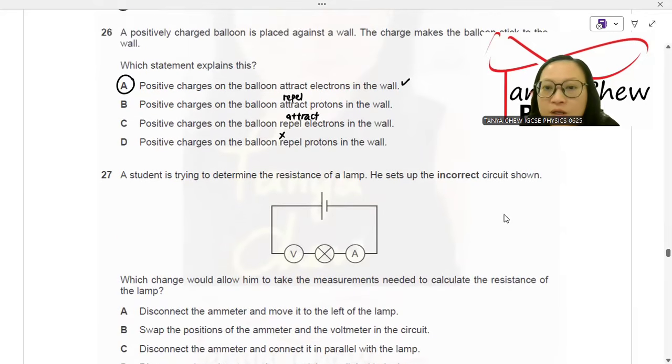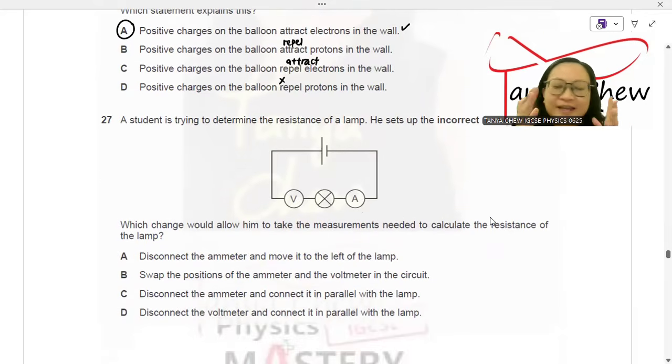Number 27. A student is trying to determine the resistance of a lamp. He set up the incorrect circuit, which is true, it is incorrect, right? Which change would allow him to make the measurement needed to calculate the resistance of the lamp? Resistance is equal to the potential difference across the lamp divided by the current. The ammeter must be connected in series with the lamp. Yes, but the voltmeter cannot be connected in series. The voltmeter has to be connected in parallel, across the two sides of the lamp. So the student needs to disconnect the voltmeter and connect it in parallel with the lamp. D is the answer.